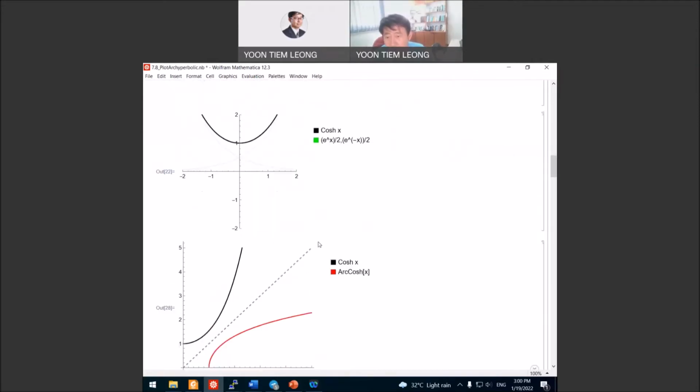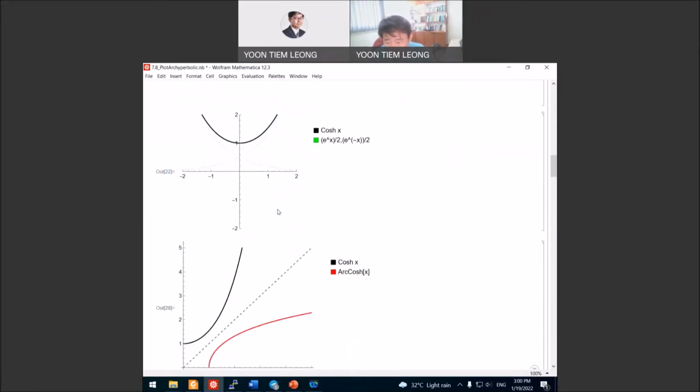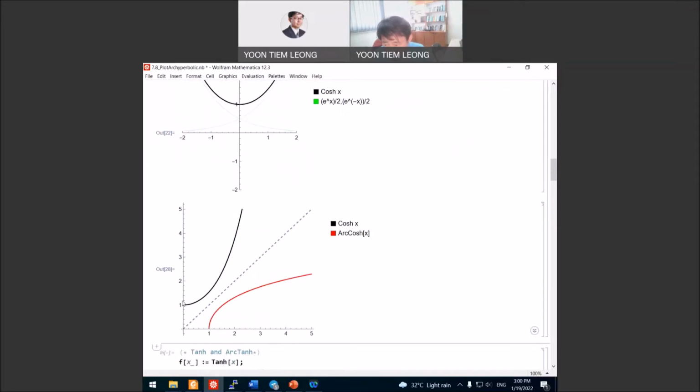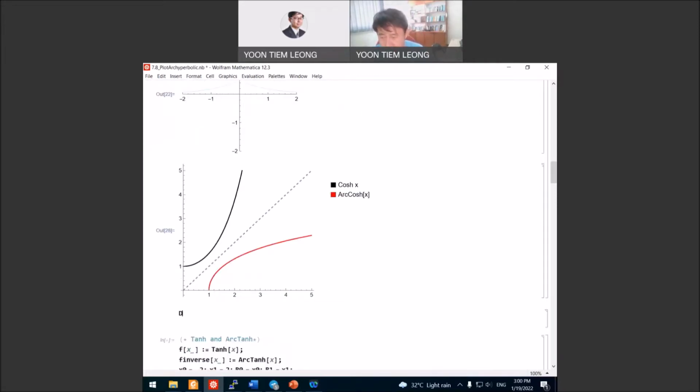This is what you get. If you limit x to be only positive, then you get this section, denoted by this line, and this is the line y equals x. The reflection of the hyperbolic cosine about y equals x gives you this graph. So this graph would be just the graph of the inverse hyperbolic cosine. From this graph, it is quite straightforward to understand the domain and range. Let me type it here.